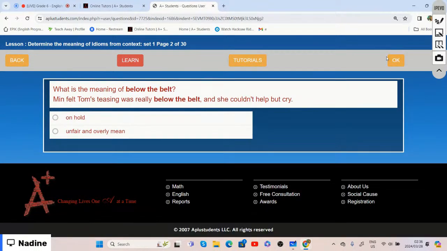Well done. What is the meaning of below the belt? Does it mean it is under the belt? What does it mean, below the belt? Min felt Tom's teasing was really below the belt and she couldn't help but cry. Below the belt. What do you think that means, even based on the sentence that is given? Is it on hold or unfair and overly mean?